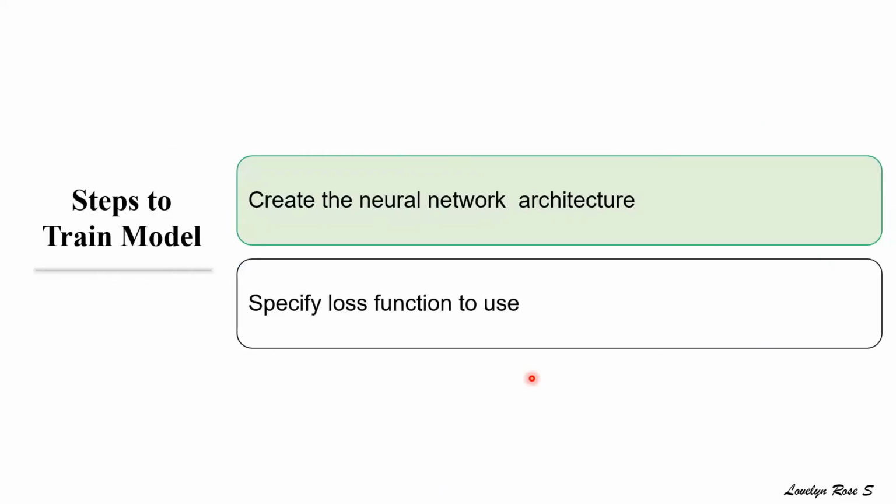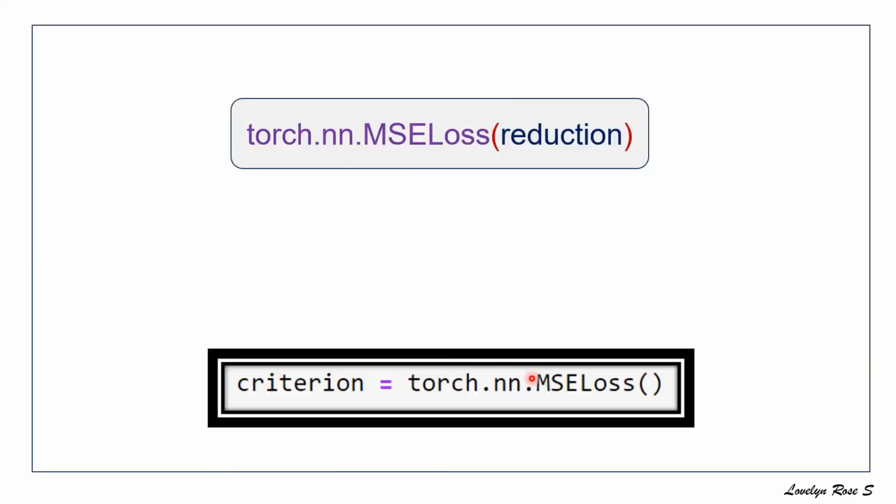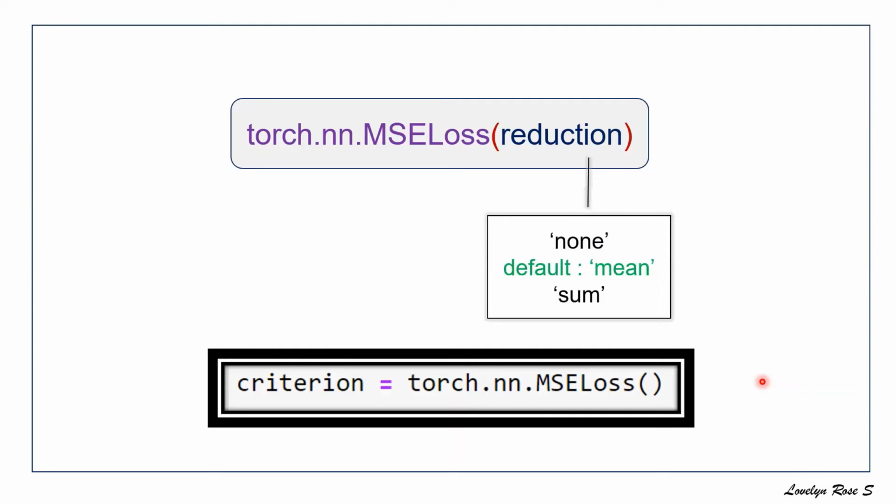I have completed the first step, which is to create a neural network architecture. The second step is to specify what loss function I would like to use. Here I'm going to use an MSE loss, and reduction mentions what type of reduction I want. That is, I want to calculate the mean of all the loss of the 2000 samples, or I can find the loss for all the 2000 samples and sum it up, or I can leave them as it is.